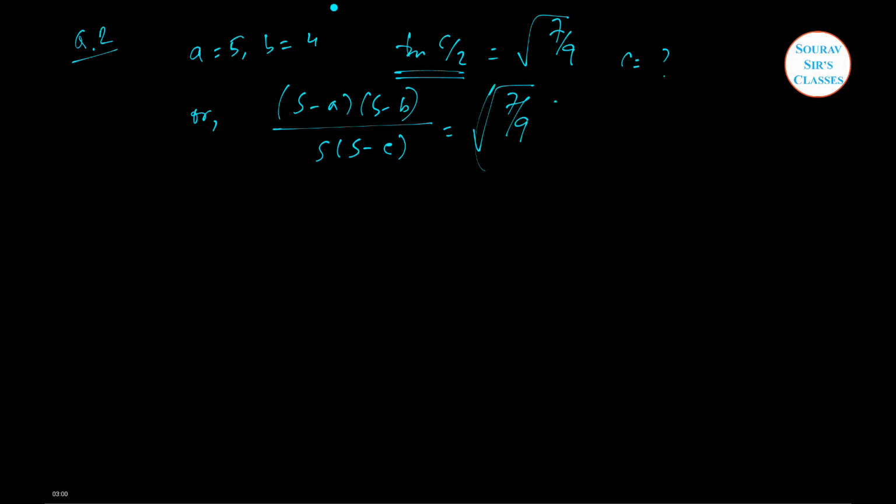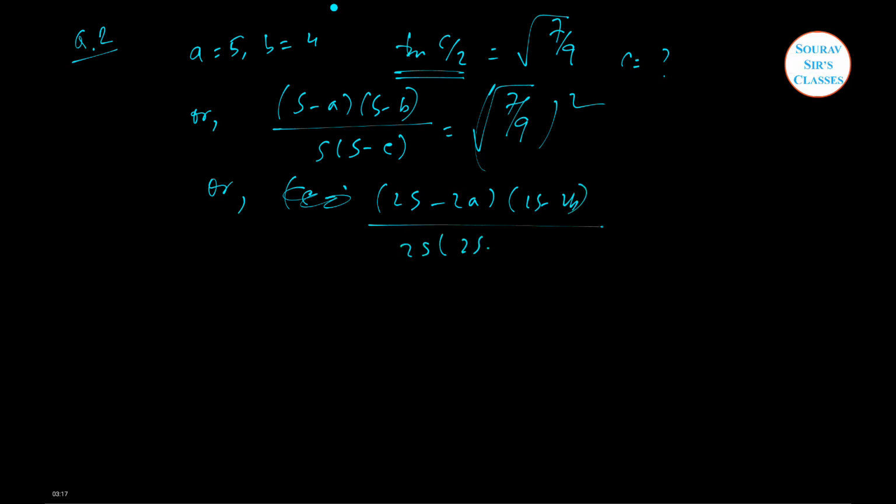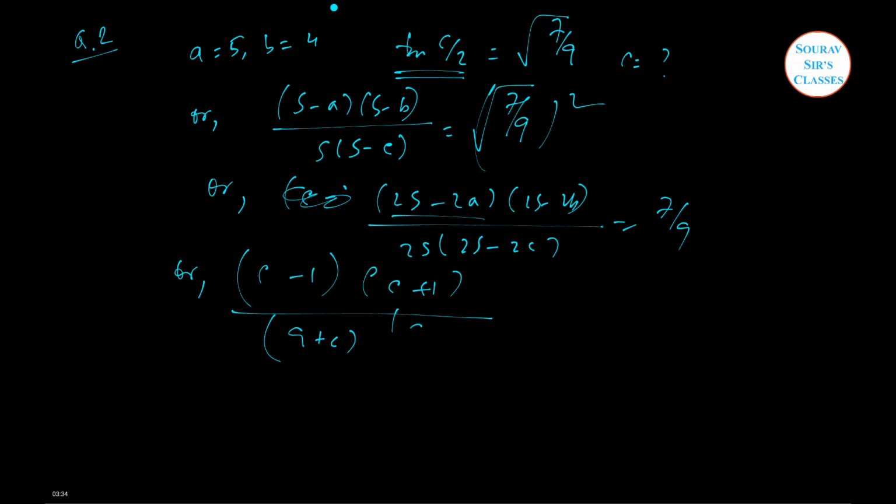And this one is the square formula, so I can put it like this. At the end, just put the values, and what we have to do is multiply 2 in the numerator and denominator. So (2s minus 2a)(2s minus 2b) over 2s(2s minus 2c) equals 7 by 9. Here 2s minus 2a we can replace by c minus 1, this part is c plus 1, 2s is 9 plus c, and this part is 9 minus c. And when you work with this, we can find it very easily, that is, c equals 6.